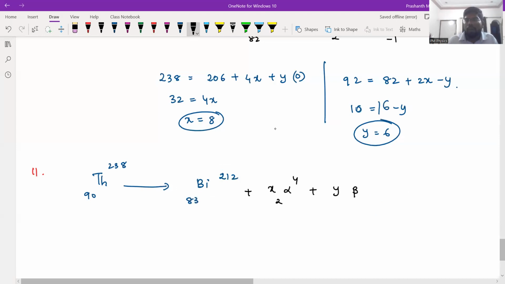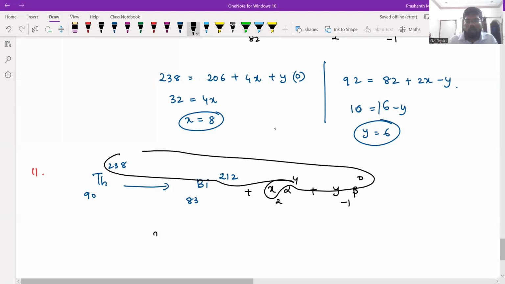So 2 and 4, minus 1 and 0. What is the first equation? The upper part equation will be what? 238 is equal to 212 plus 4x minus, again, same thing. Okay, 36 it is coming. 36 or 26 it is coming. 26 is not divisible. So, there must be some printing mistake here. What is the number? 26.